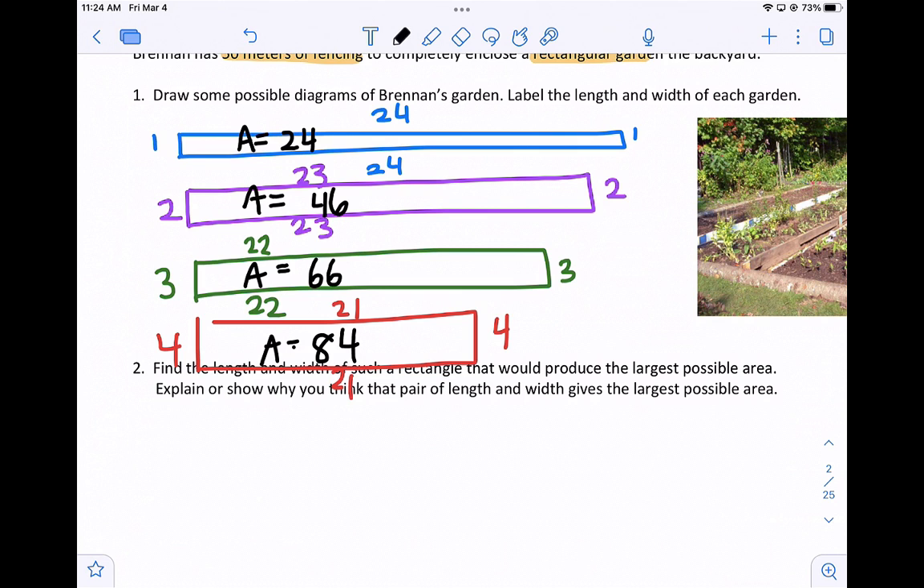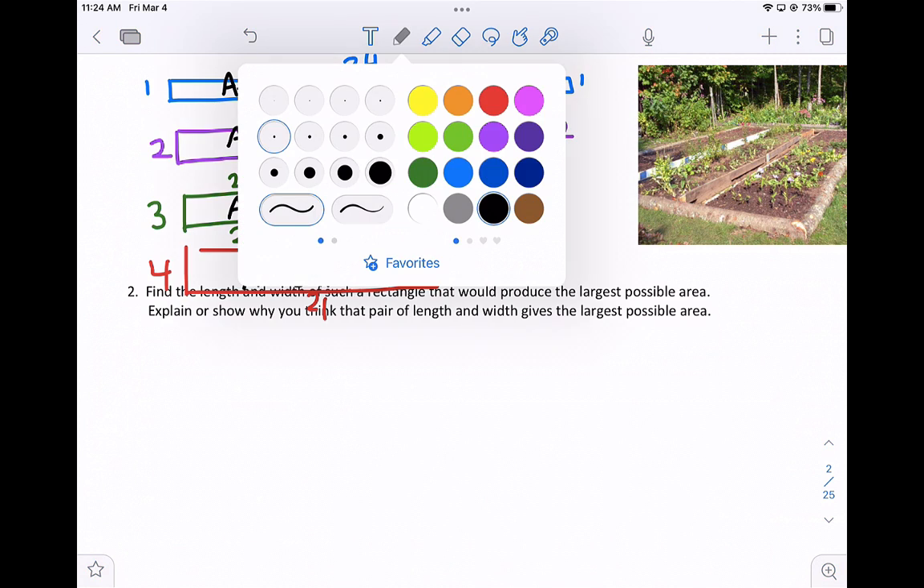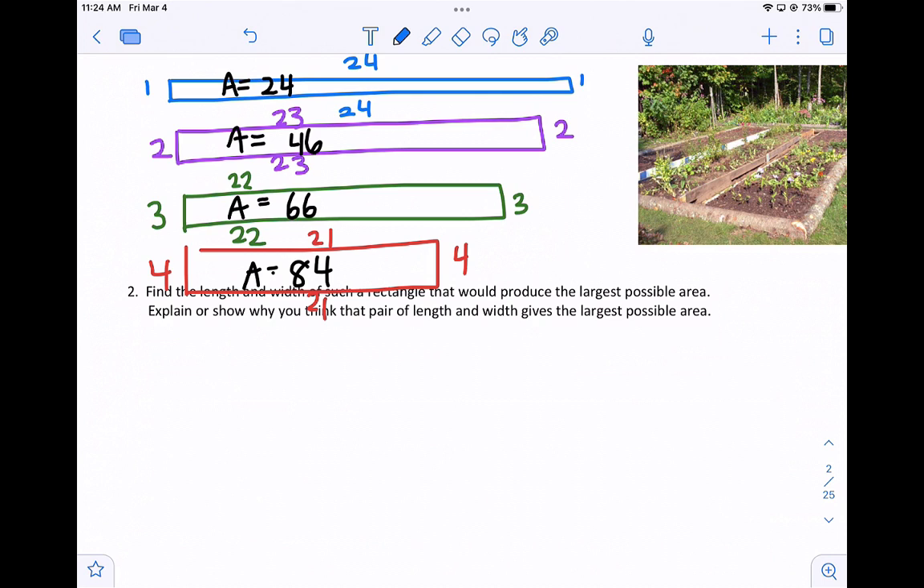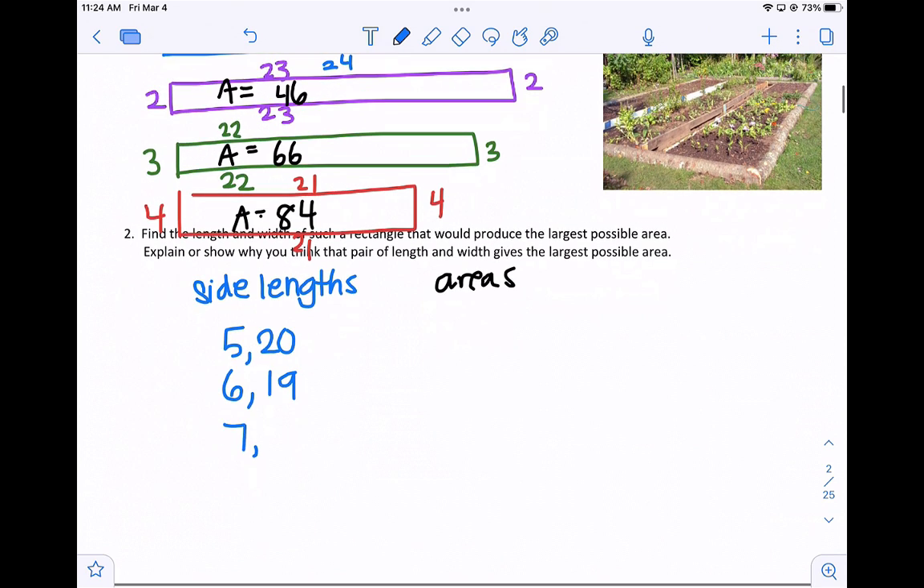So number 2, it says find the length of such a rectangle that would produce the largest possible area. So in class, we'll explore different ways to go about this. I would probably make a table. So in my table, I would look at the side lengths, and we could look at the areas. If you continue with the pattern here, we would know that if one length was 5, then the other would be 20. So look at this pattern that's happened in our first 4 examples, and just piggybacking off of that, here's what I came up with.